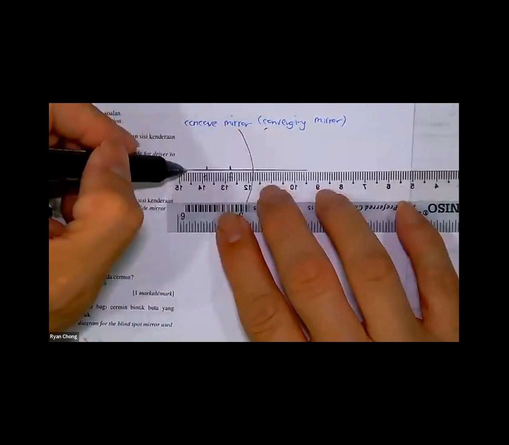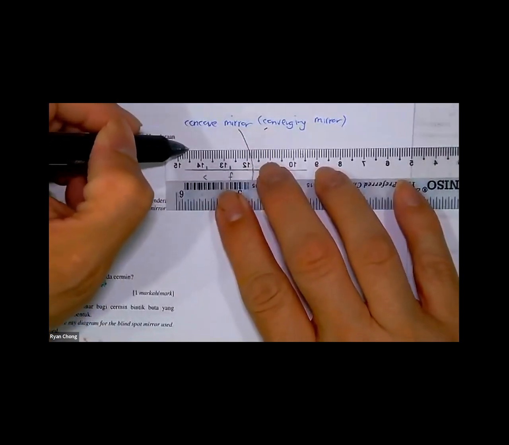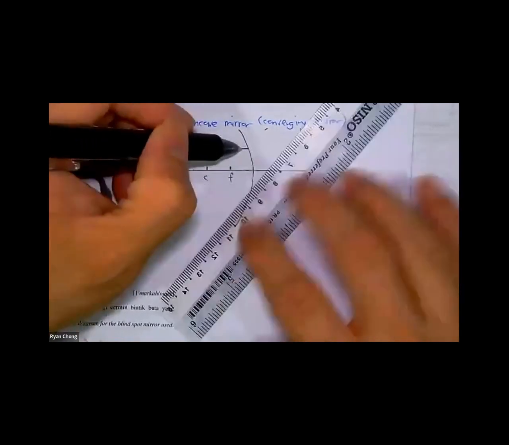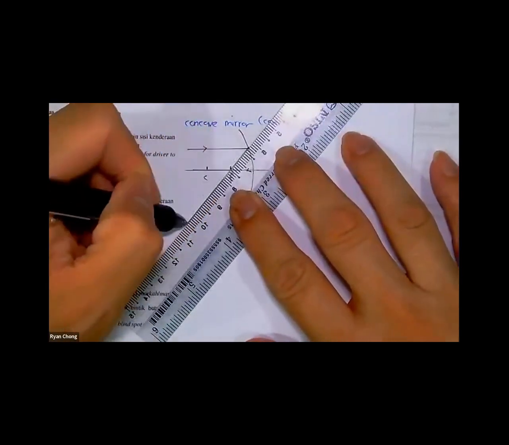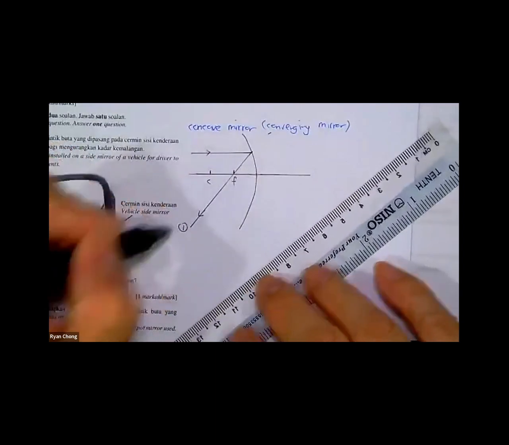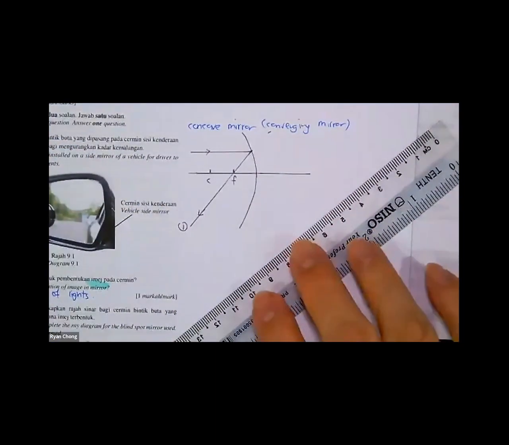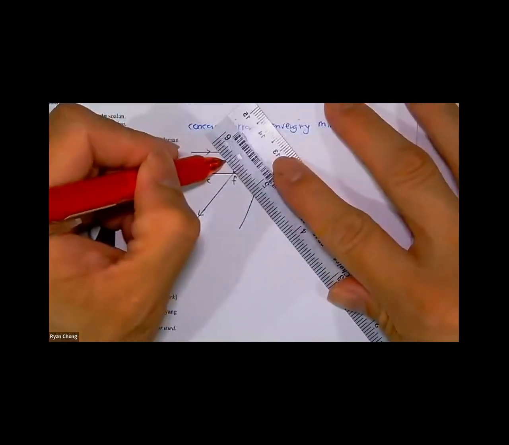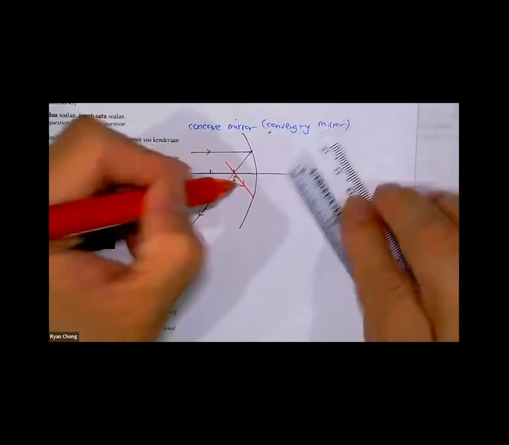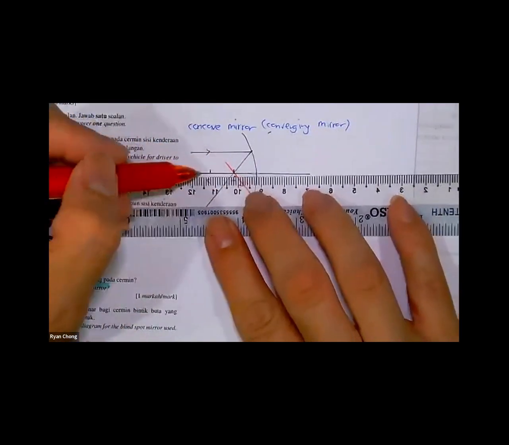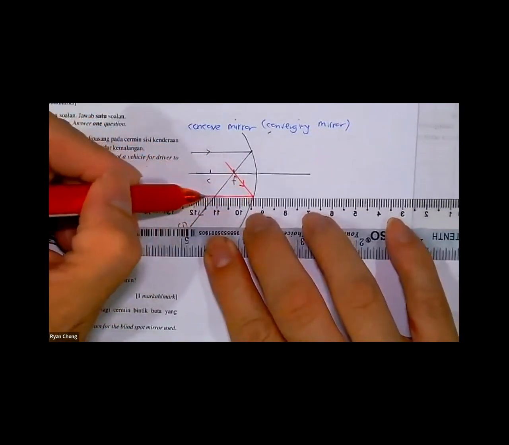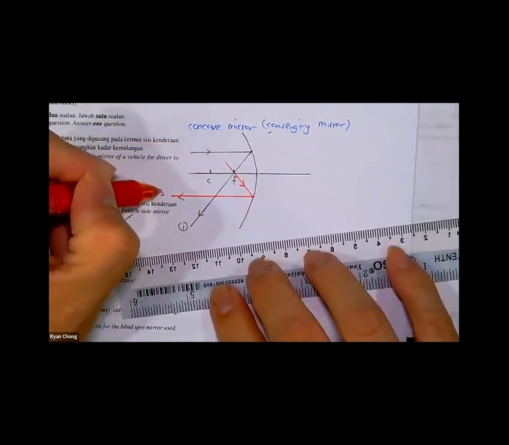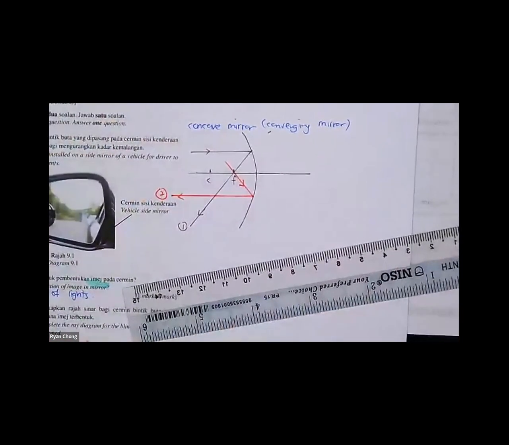Look carefully. Line 1 is the line that goes parallel with the principal axis, and then you go to the focal point. This is line 1. Then line 2 is the reverse of line 1. You go to the focal point first, then you reflect parallel with the principal axis. This is line 2.